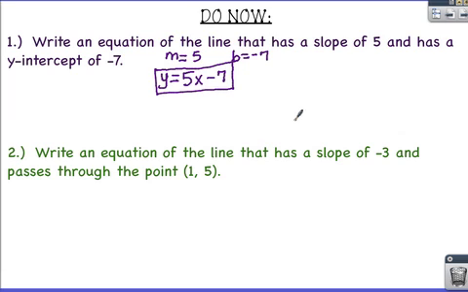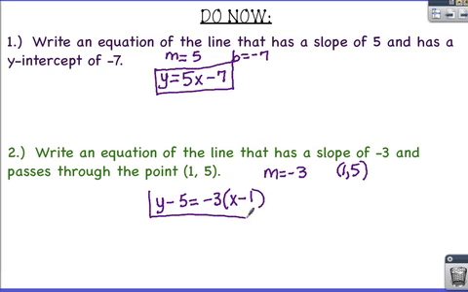Number 2. Write an equation of the line that has a slope of -3 and passes through the point (1, 5). In this question, we're given the slope and we're given a point, but not the y-intercept. When we're given a point and a slope, we can use point-slope form. y minus y1 equals m times the quantity of x minus x1. And if the question doesn't specify what form they would like the answer in, we can just leave it in point-slope form.